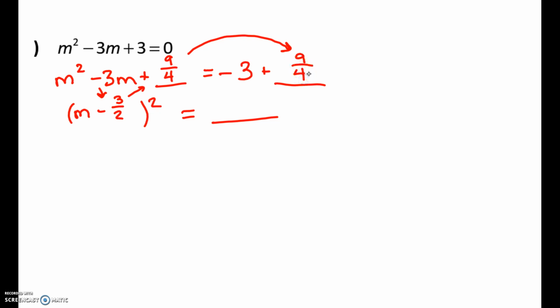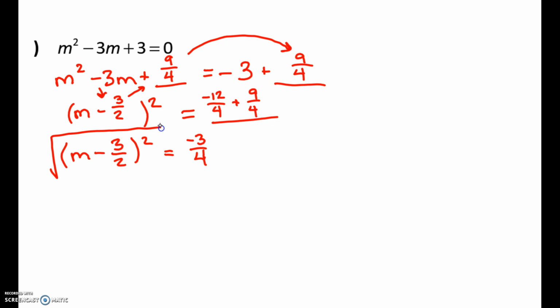Well, I need to make this into common denominator so I can add. So this becomes negative 12 over 4 plus 9 over 4. So my equation now is m minus 3 over 2 squared equals negative 3/4.